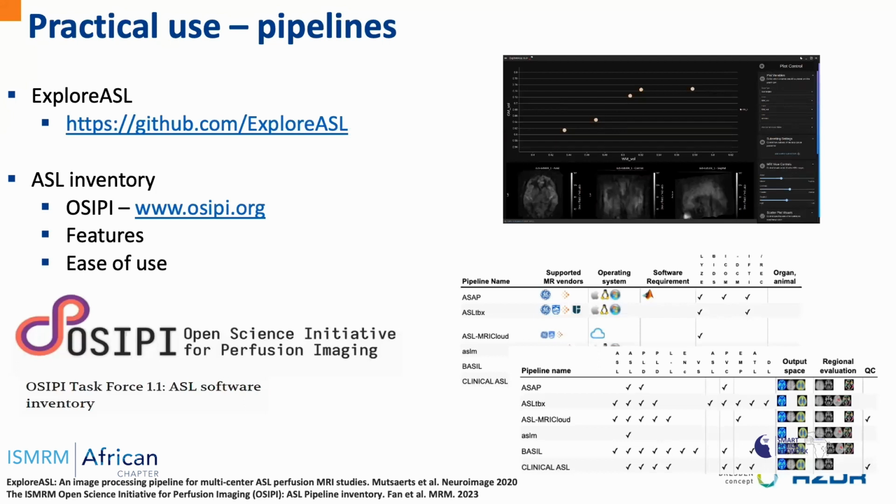So if you go to this webpage, to OSIPI Task Force 1.1 ASL Software Inventory, you'll hopefully have a clear view on what pipeline is suitable for your task and easy for you to use. And very soon this overview will also be published in Magnetic Resonance in Medicine.